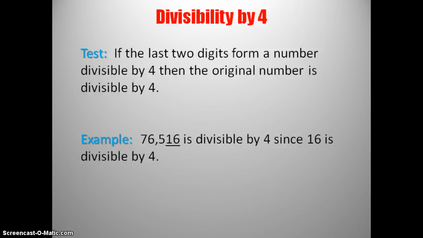Next we have divisibility by 4, and this is looking at just the last two digits of that number. If the last two digits form a number divisible by 4, then the original number is divisible by 4. For example, 76,516 is divisible by 4, since the last two digits form the number 16, which is divisible by 4.